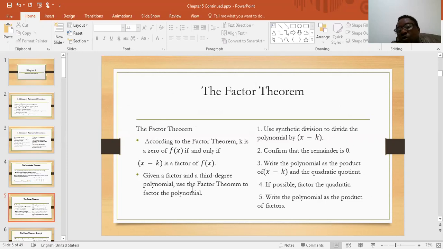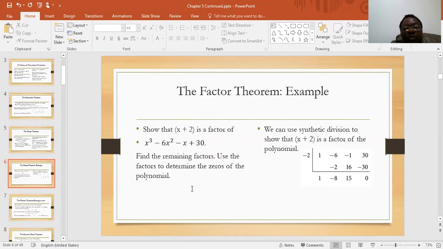We can use it also for quadratic expressions or cubic expressions. If possible, we can factor the quadratic expression using the method that we already learned for how to factorize a quadratic function. So we show that x plus 2 is a factor of x cubed minus 6x squared minus x plus 30. We will divide the cubic polynomial by x plus 2. Using synthetic division, k will be minus 2 here for x plus 2. That is x minus minus 2.